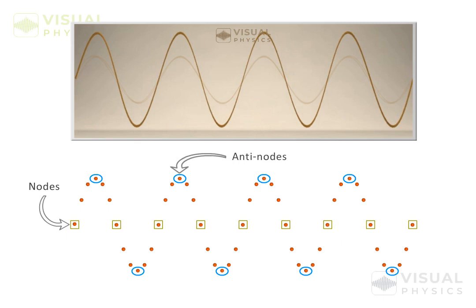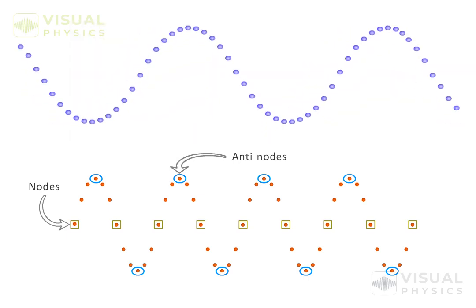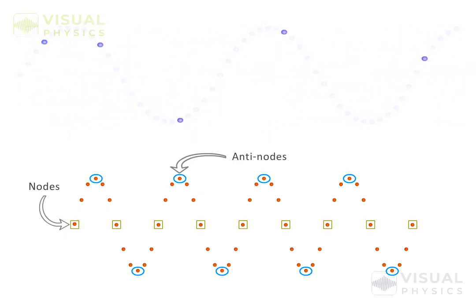Also note that, unlike a progressive wave, where the amplitude of oscillation of every particle is the same, in a standing wave, amplitude of oscillation of particles is not the same, but is a function of x.